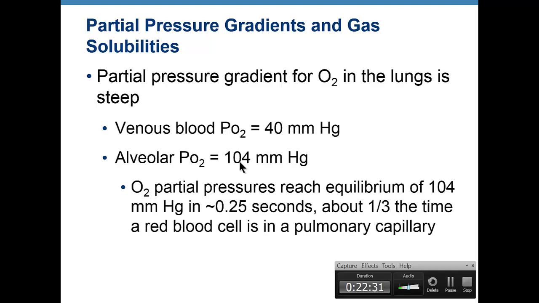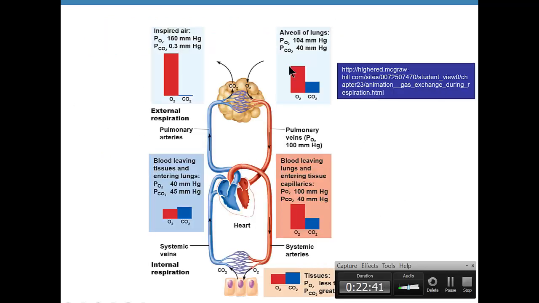Isn't that what we want? Because we want it to diffuse from high to low. We want to get it out of the alveoli and get it to the blood. So it's always going to be highest there. And then it's going to go to the arteries. So here we can see it's 104, and this is on the first page of your packet I gave you. I gave you a blank diagram. So I would recommend filling some of this information in on the first page so you really get what's going on here.